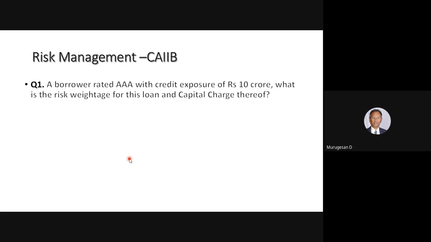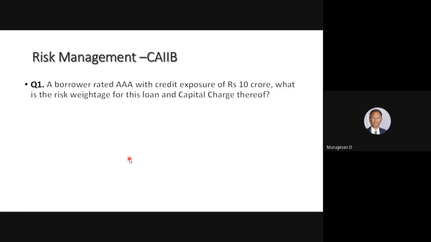These are the questions they are asking. Credit risk, market risk. Credit risk, I think 10 questions will be on credit risk. How to measure credit risk. And mostly the questions will be on the standardized approach. What is the standardized approach? If the risk rating is AAA, for example, AAA rated means highest safety, lowest risk. Companies like Tata Group, Reliance Group, first class companies, Infosys.